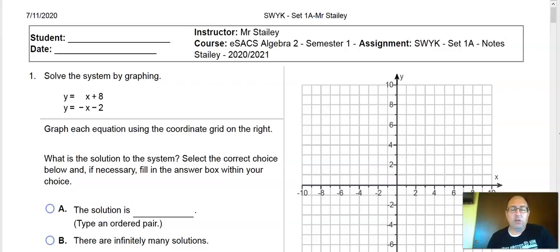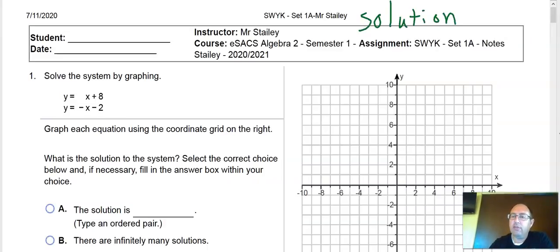We do assume that you know a few things from your geometry days, and I know you did it in Algebra 1 as well. You need to understand what slope is. The first lesson is about knowing the solution of a group of linear equations. Now, solution means, so maybe we should write that out. Solution means intersection point. So that's where they intersect.